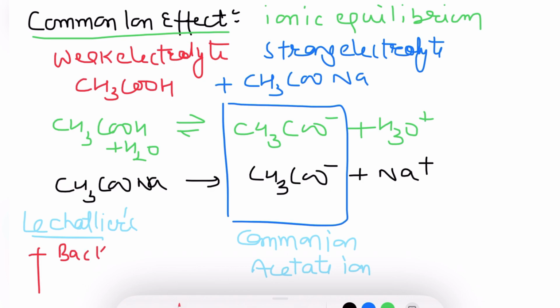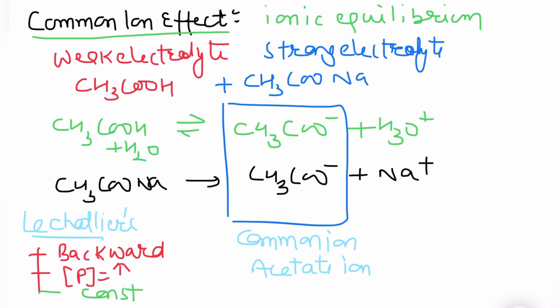Backward reaction takes place. Why does this backward reaction take place? Because of the increase in the concentration of product, and this maintains constant pH. Let's apply the concept of common ion in qualitative analysis. Let's discuss group 2.